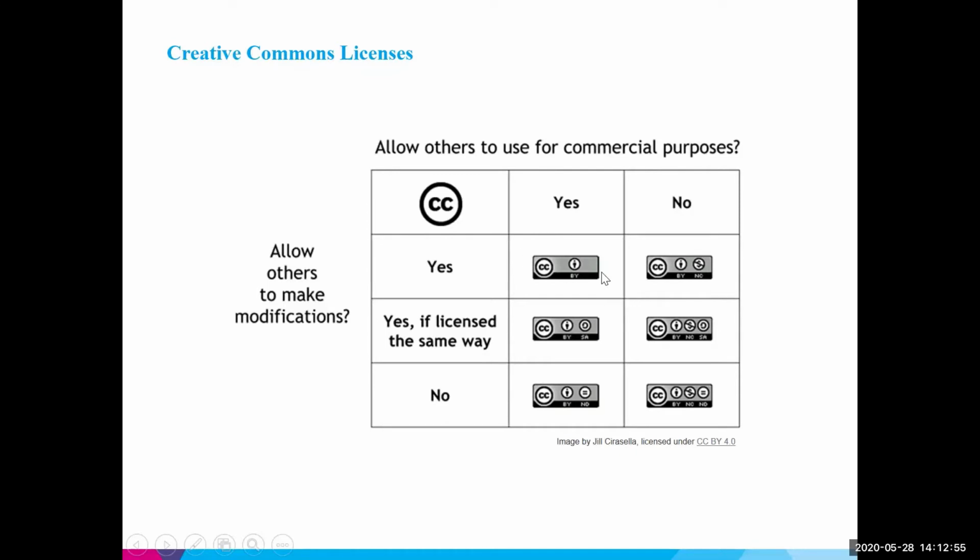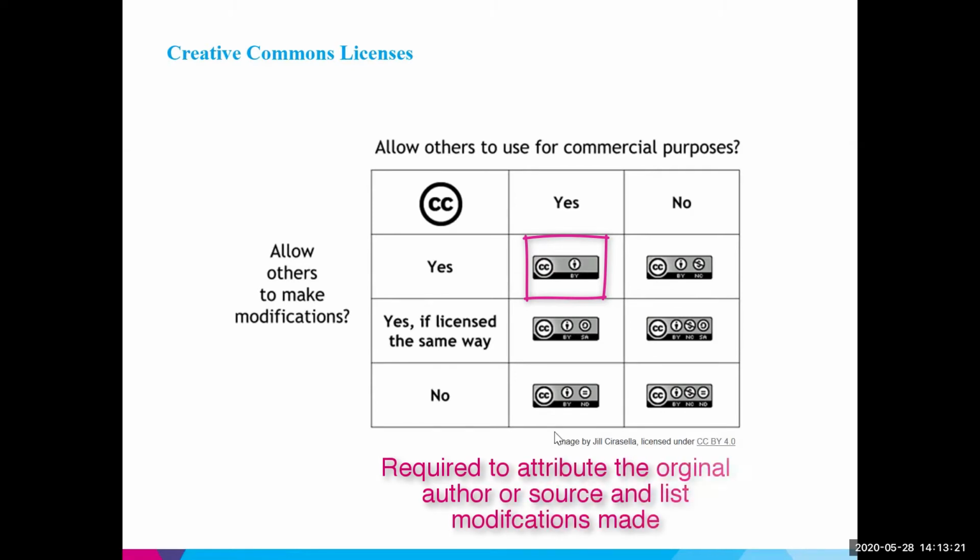So the one that you are going to see, and in fact, this particular chart is licensed under a Creative Commons license, which is the CC BY license. The CC BY license is the least restrictive of all of these licenses. It means that as long as you attribute the author, so all of the Creative Commons licenses require that you attribute the original source or the original author.